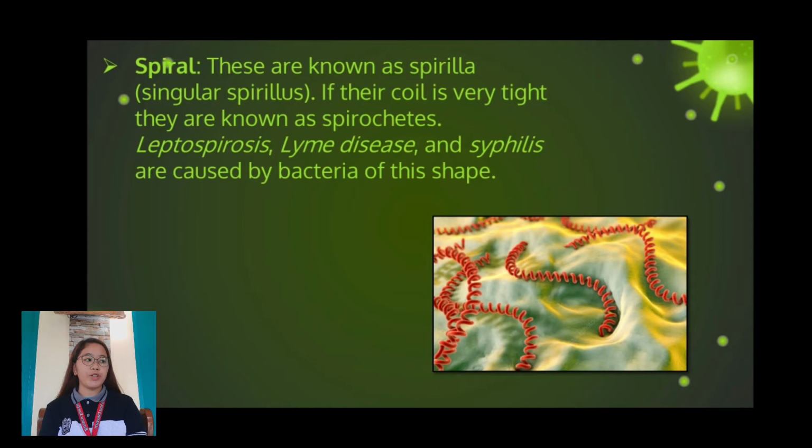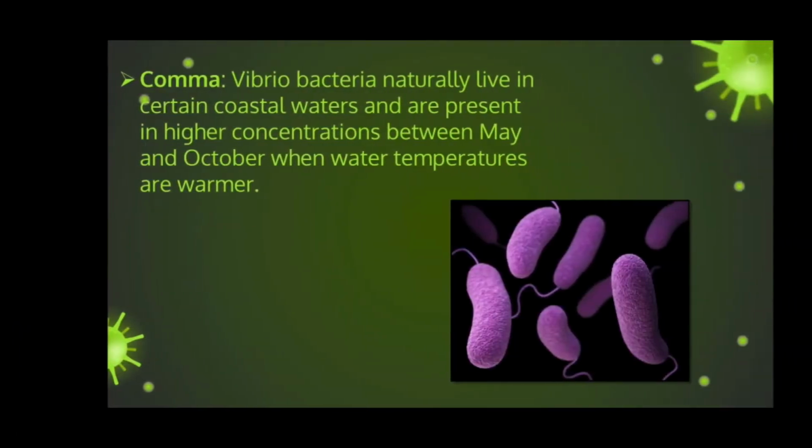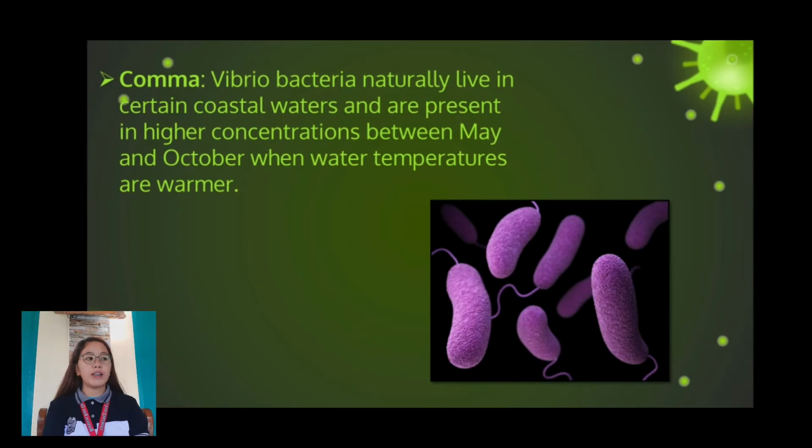This spiral bacteria can be subclassified by the number of twists per cell thickness, cell flexibility, and motility. Then, the fourth classification of bacteria is the comma. Vibrio bacteria naturally live in certain coastal waters and are present in higher concentration between May and October when water temperatures are warmer. Also, Vibrio is a genus of gram-negative bacteria possessing a curved rod comma shape, several species of which can cause foodborne infection, usually associated with eating undercooked seafoods.